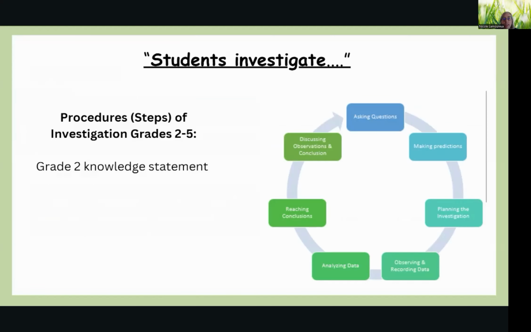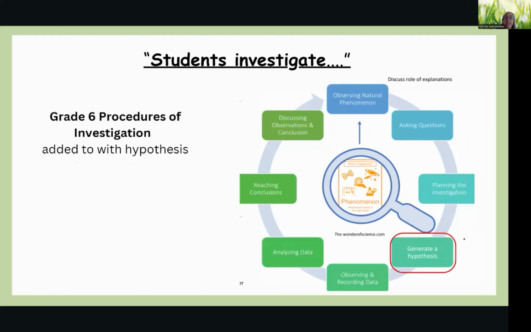So as I mentioned, these procedures were developed and sorted out in grade 1, just focused on questions and predictions and recording observations, but then grade 2 starts through. And we know that, like math or writing, just because they were taught in grade 2 doesn't mean that they know it, right? There's something that we might have to refresh along the way. And then in grade 6, hypothesis is added to that for a particular reason.